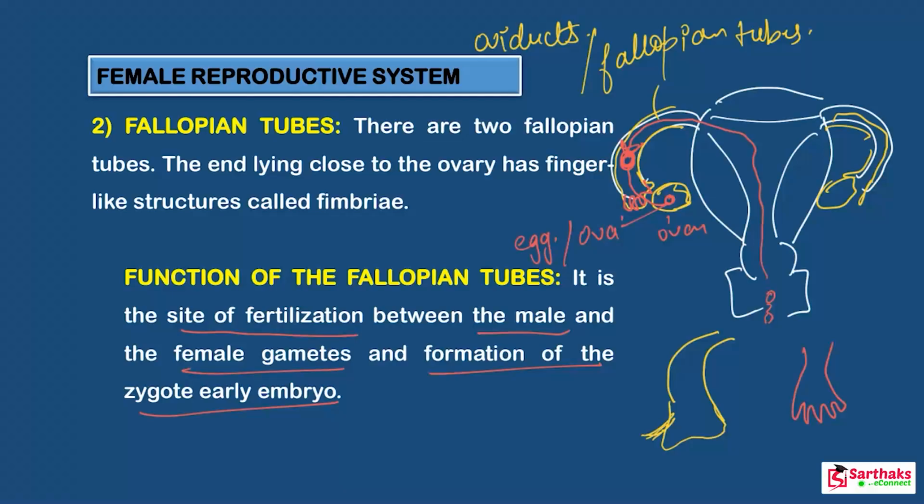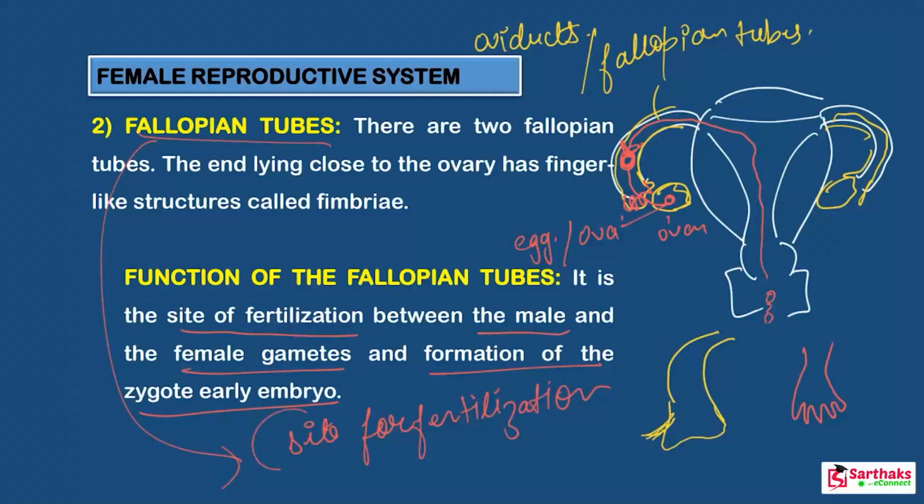It takes place in the oviduct. So the fallopian tube is the site for fertilization. In very simple language, this is the place for fertilization. Okay, so write it down somewhere.